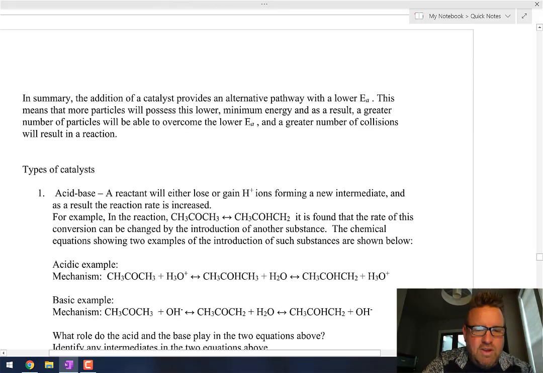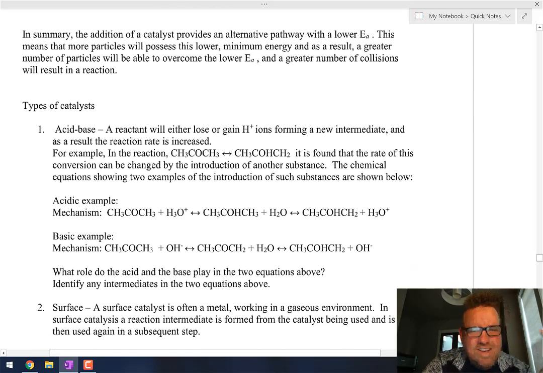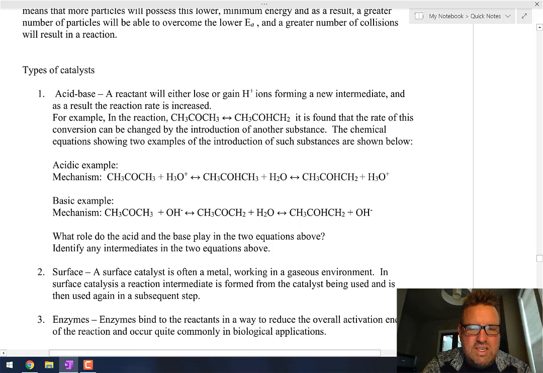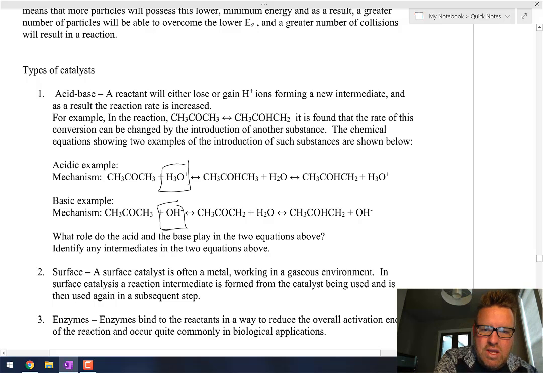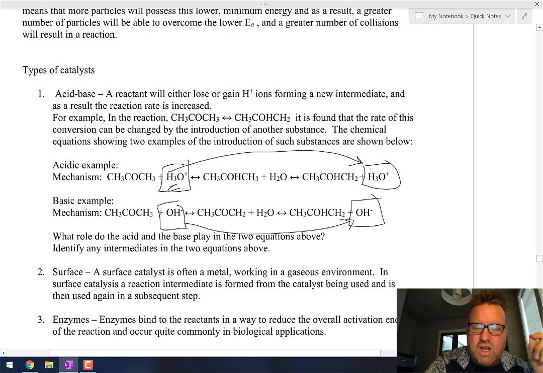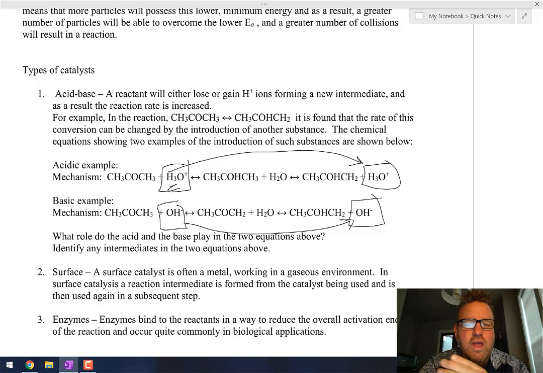Okay, now some different types of catalysts. You don't necessarily need to know these specifically, but just to see some examples. Sometimes you have an acid or a base that acts as a catalyst. Here is the acid, here is the base. Notice that you start with it and then you end with it again. So in the overall equation, it's going to cancel out. Same thing with the base with the hydroxide there. In both cases, they both are acting as catalysts. You're starting with those and you're ending with those.